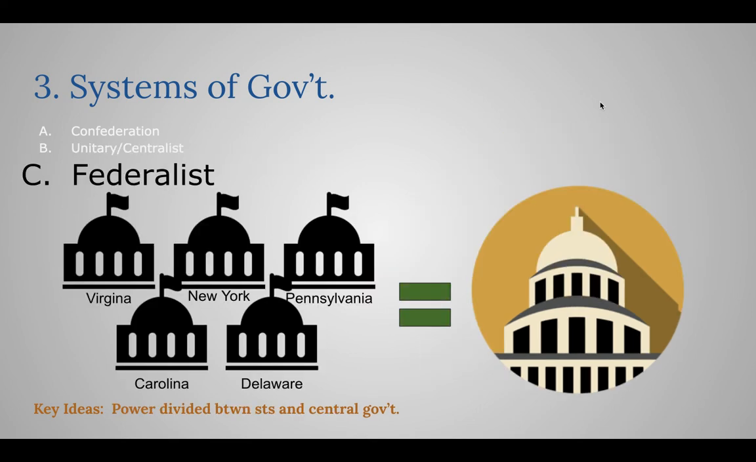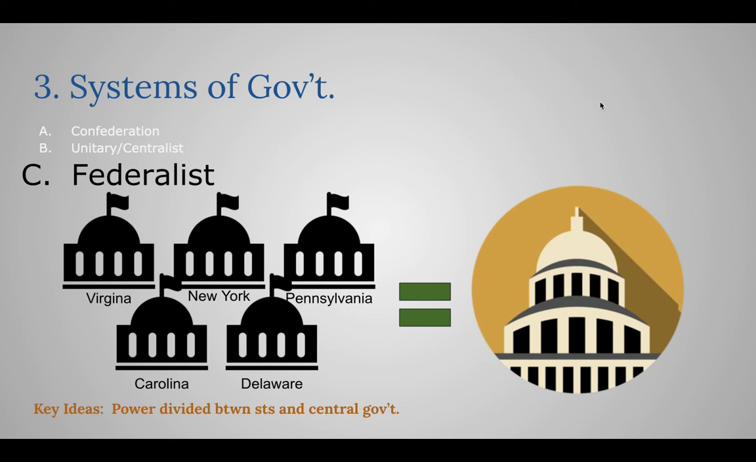And finally, this last system of government that I want to talk about is a federalist system. So this is what we currently use here in the United States under the Constitution that was created. So again, the first system we had was that Confederation, right? Under the Articles of Confederation. And then eventually we ended up adopting the Constitution because the Articles of Confederation just weren't working. And this created a federalist system.